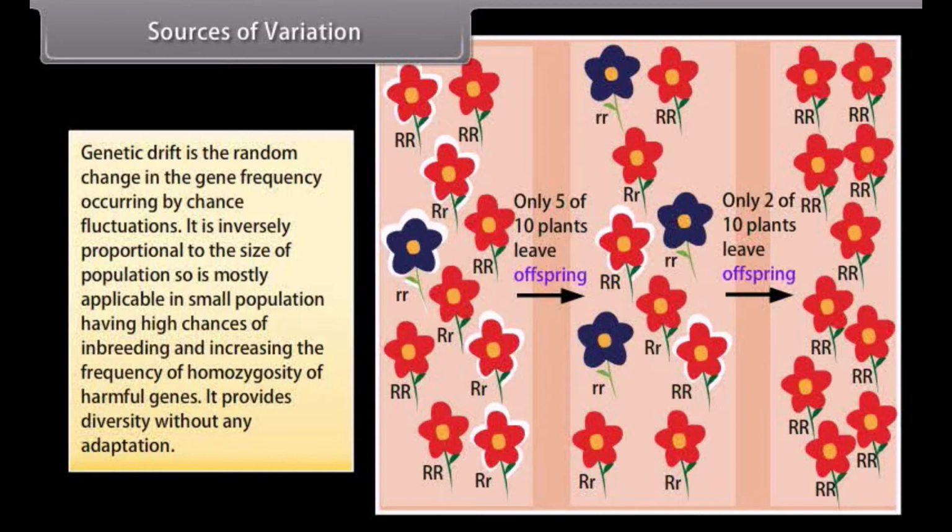It is inversely proportional to the size of population, so it is mostly applicable in small populations having high chances of inbreeding and increasing the frequency of homozygosity of harmful genes. It provides diversity without any adaptation.